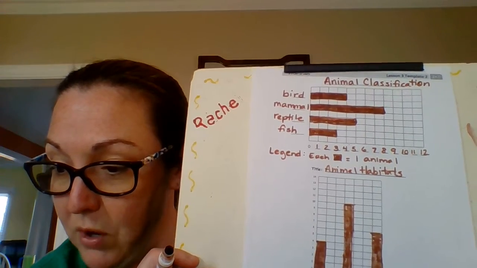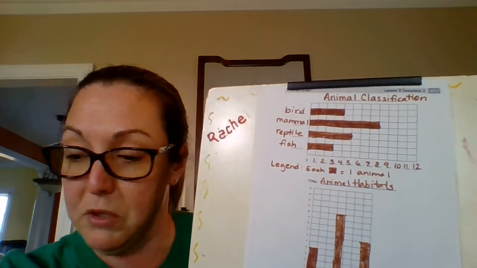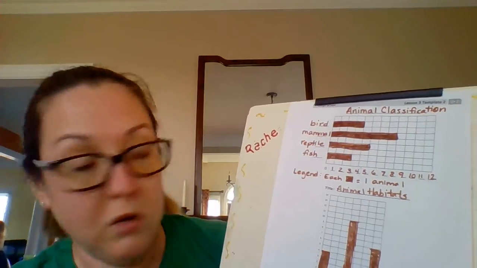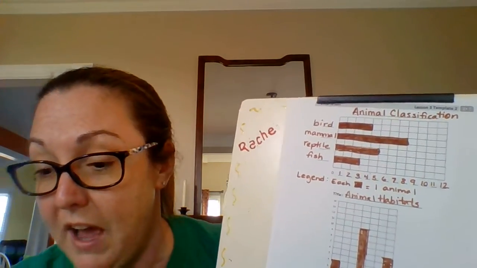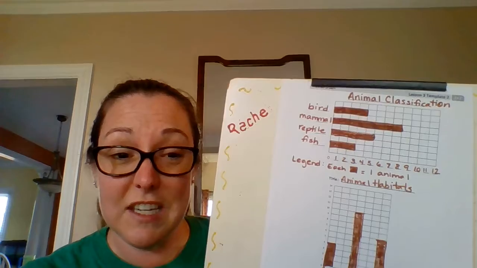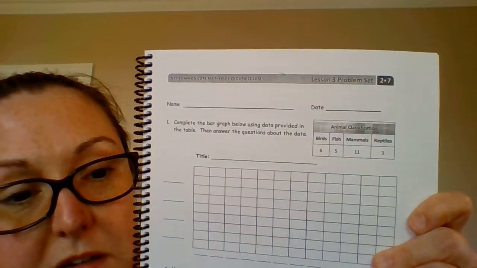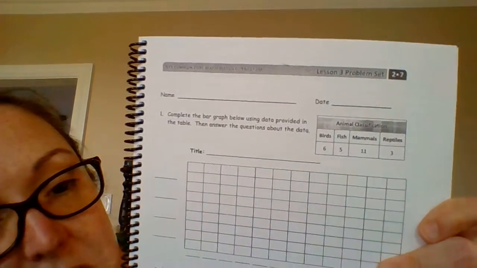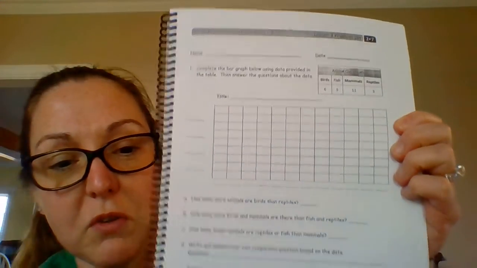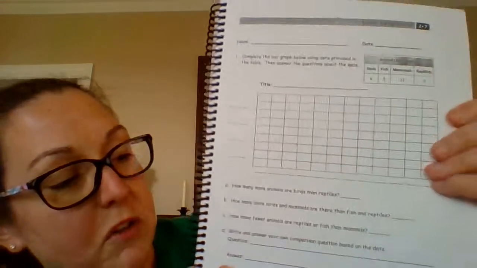So basically, I want you to use the animal classification table over here to create your chart. Now you're going to notice that on yours, it looks like it's going to be what we just did, but they've changed the data up. So you're not going to actually do those exact numbers. You'll notice here when you're making this graph that there are 6 birds on this one and 5 fish on this one. So they've changed the data up so that your answers to your questions will be a little bit different. And then they're going to have you create your own comparison questions again.